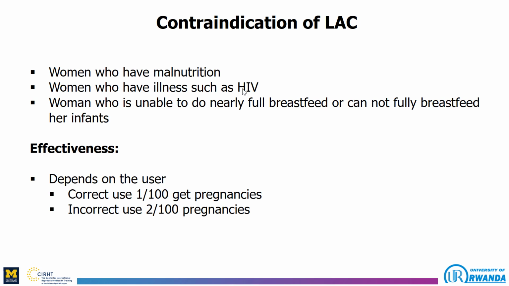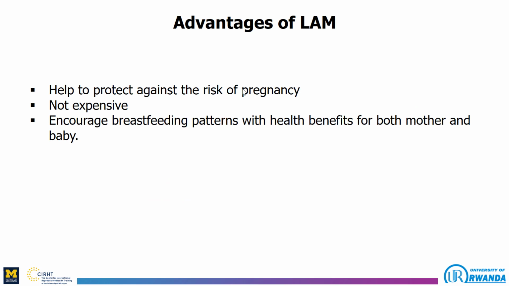Effectiveness depends on the users. With correct use, 1 in 100 get pregnant. But with incorrect use, it is 2 in 100 pregnancies. Advantages of using the lactational amenorrhea method: it helps to protect against the risk of pregnancy, it is not expensive, and it encourages breastfeeding, with health benefits for both mothers and babies.